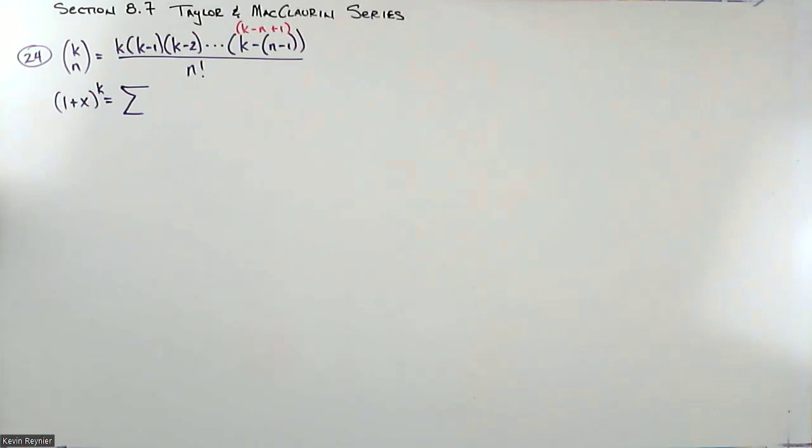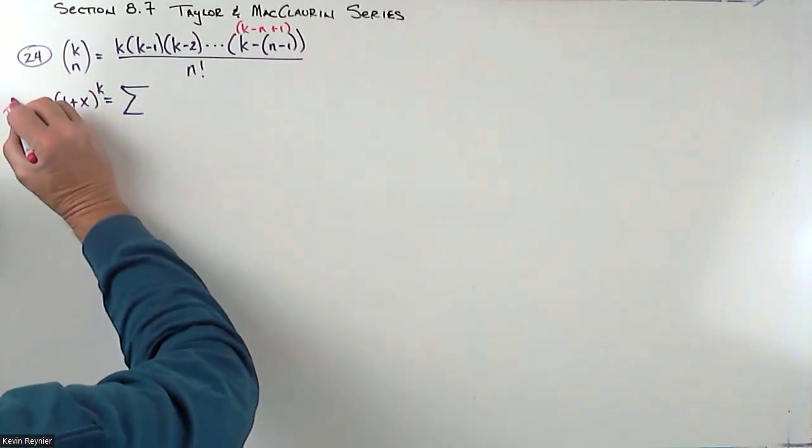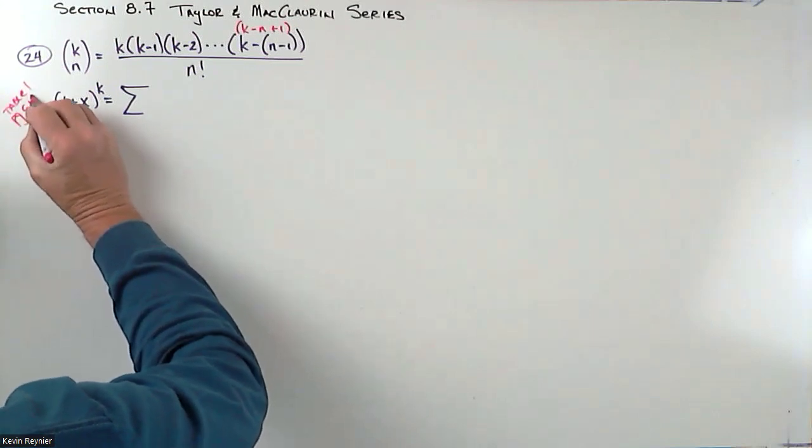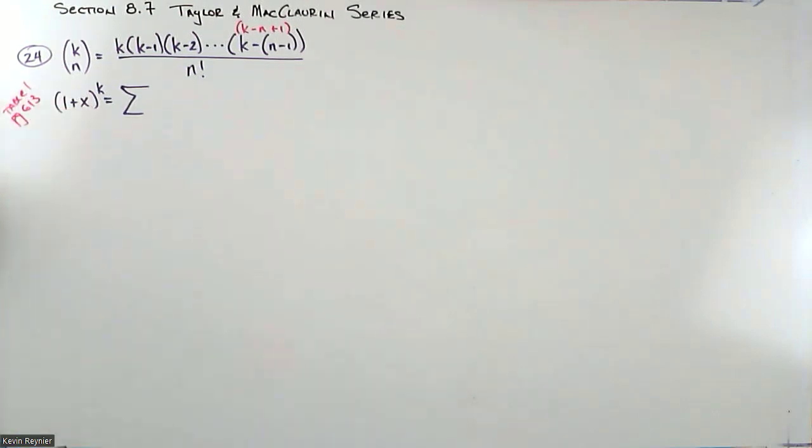What does Russell call this table? Let me back up here a few pages. He calls it Table 1. So I'm going to get this from Table 1, which is on page 613. This is one of those power series that all of us are just expected to know.